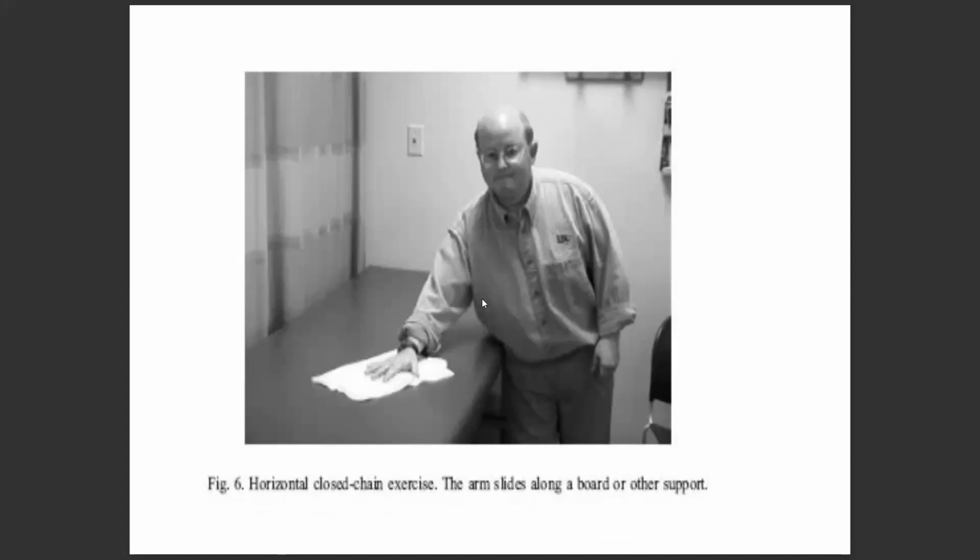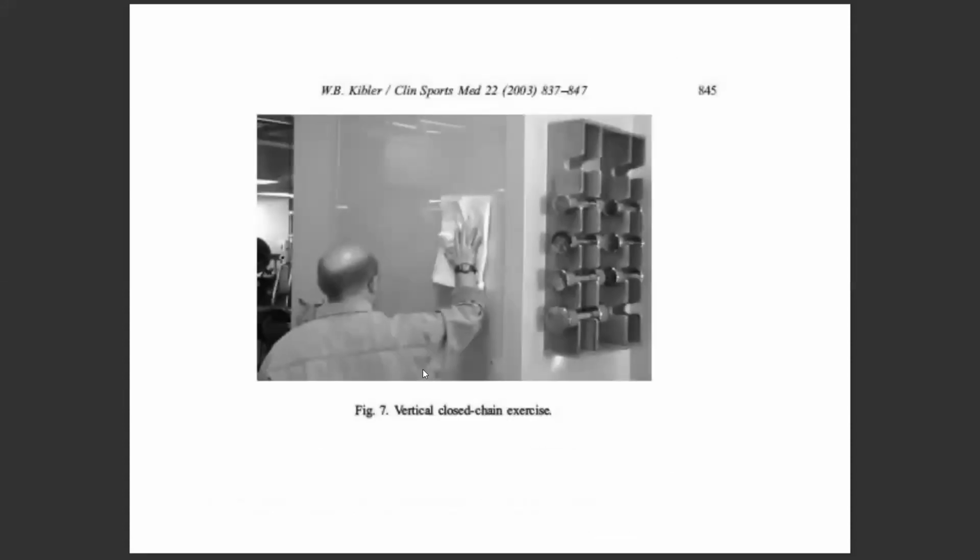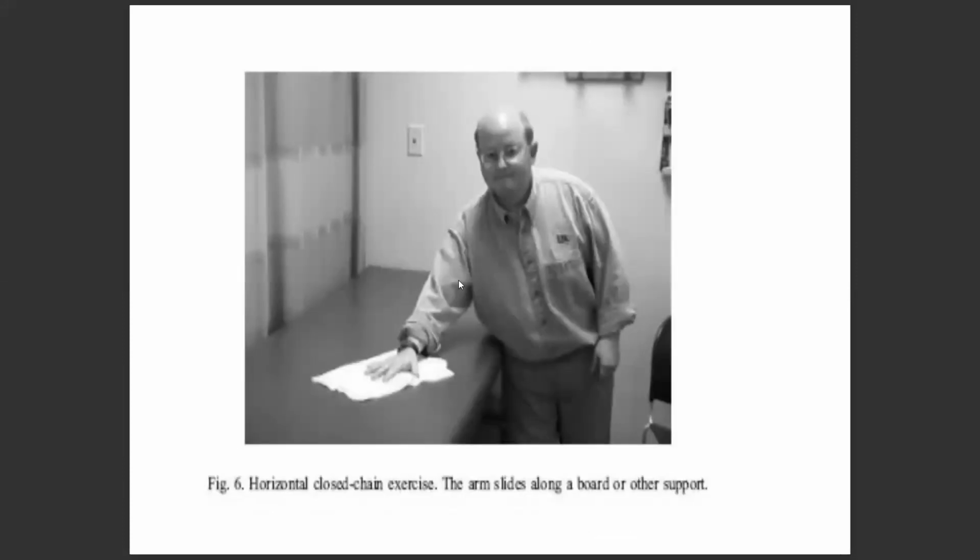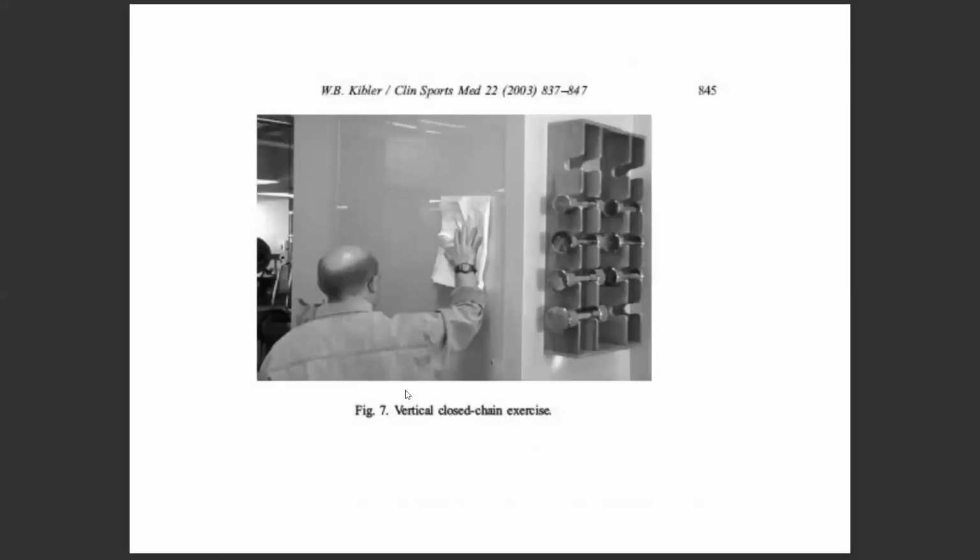This is another exercise in the closed chain exercises. A towel or some cloth will be kept on the couch, and then the arm will slide along that couch surface with support or without any support. This is the vertical closed chain exercise. This is the horizontal closed chain exercise, and this is the vertical closed chain exercise.